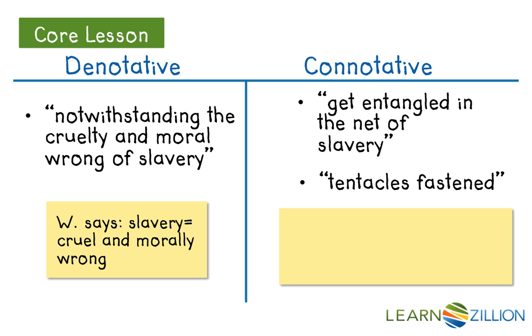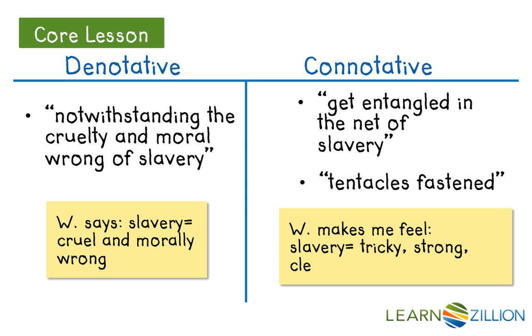Now for these second two little quotations, Washington makes me feel that slavery is tricky and strong and clever and evil and creepy. Now I got all of those adjectives just from thinking about what it makes me feel to think about being entangled in a net of slavery and tentacles fastened. What do those verbs and adjectives make me think about and feel like? It makes me think of some kind of an evil nemesis, strong and tricky and creepy and clever. So that's where I got all those terms.